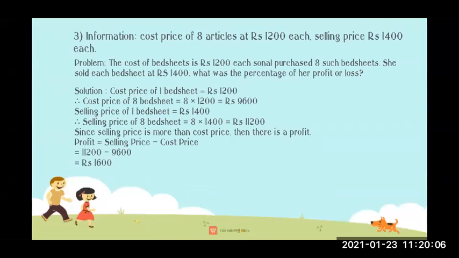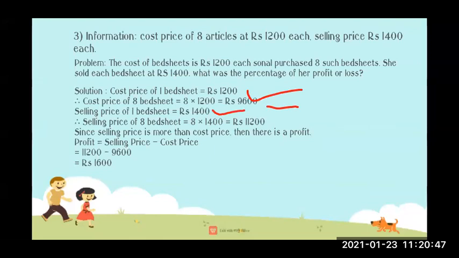So before starting the sum, we have to calculate the cost price of the 8 bed sheets, because each bed sheet was rupees 1200. So there were how many bed sheets? There were 8 bed sheets. So we have to find out the cost price of the 8 bed sheets. Cost price of one bed sheet was rupees 1200. Cost price of 8 bed sheets is 1200 multiplied by 8. 1200 multiplied by 8, we are getting the answer as 9600.